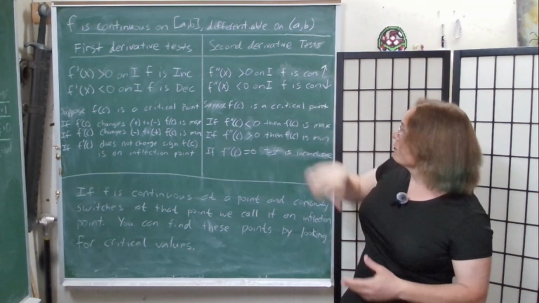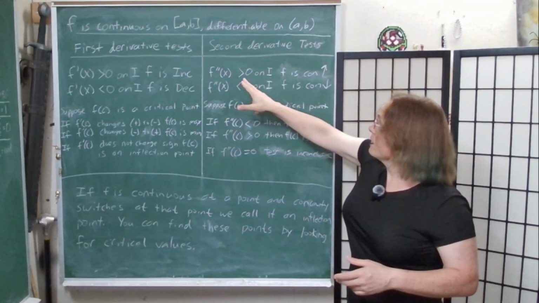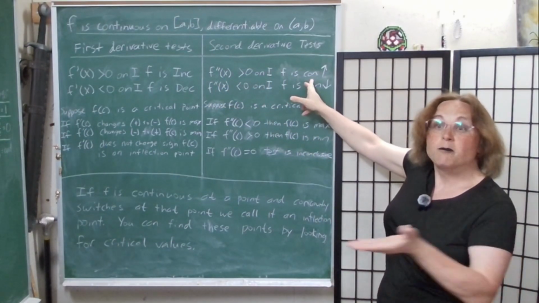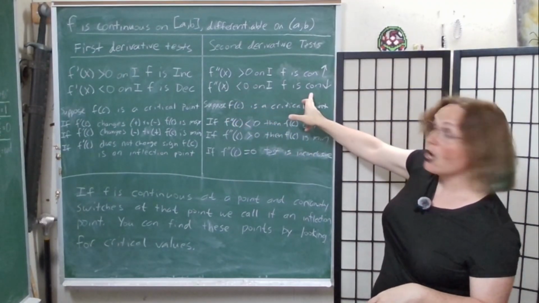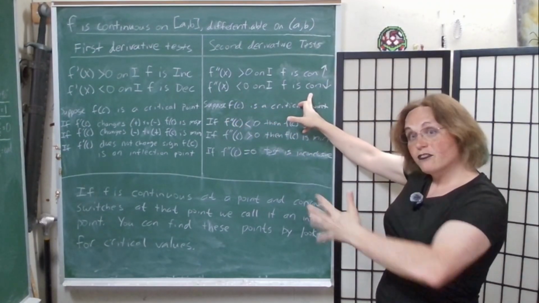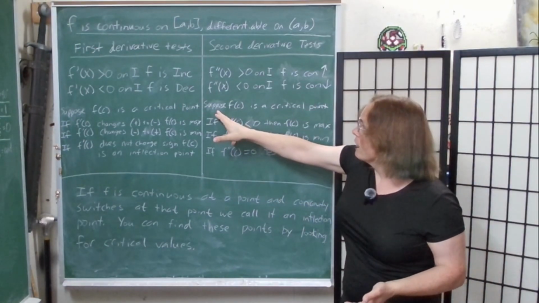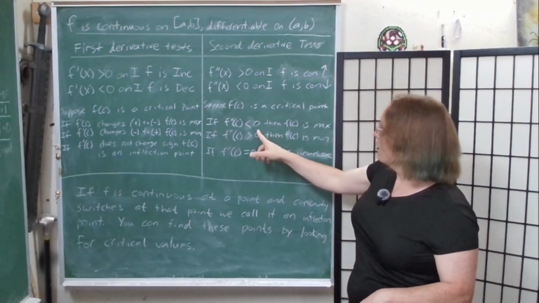Our second derivative test tells us that when our second derivative is positive, we are concave up, meaning we have a positive acceleration. When our second derivative is negative, we're concave down. We have a negative acceleration. We're trending downward.